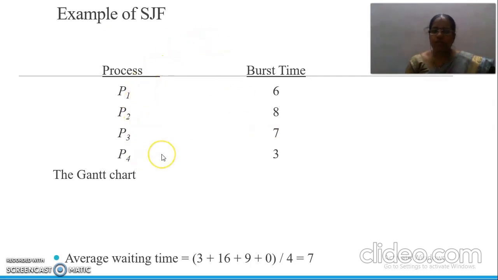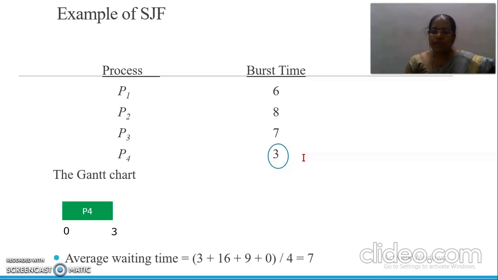So we have a list of processes P1, P2, P3 and P4, and their respective burst times are 6, 8, 7 and 3. Let me draw a Gantt chart. According to the shortest job first algorithm, we have to find the process which has the shortest burst time. Comparing the burst times, the shortest is for process P4, so P4 will be processed first, from 0 to 3 milliseconds.